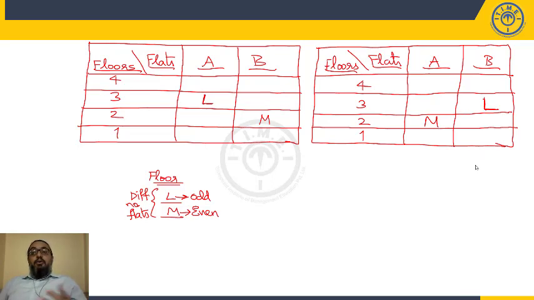Now can I have L in floor number 1? No, you cannot. Why? Because M is immediately below L, and first floor is the bottommost floor. Correct? So L cannot come on the first floor. Can M come on the fourth floor? No, because I do not have any more floors above 4. So that's why the only floors available is for L, it is the third floor, and for M, it is the second floor. But it could be any flat. But very clearly he said L and M are different numbered flats. So it is A or B, B or A. That's why two possibilities. Got it?